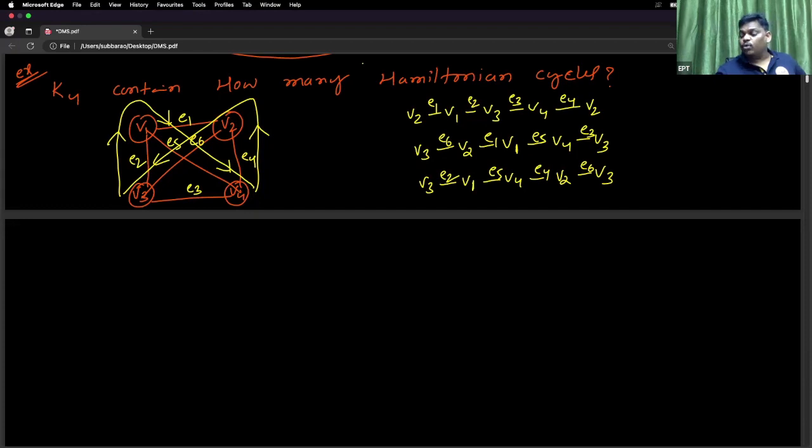If anyone has a small doubt, check the first one and second one. If you observe, what are the differences? I think in the first one E6 is not there, and in the second one E6 is there. Second one and third one: the second one has E1, but the third one doesn't have E1. The first one doesn't have E5, but the third one is having E5.